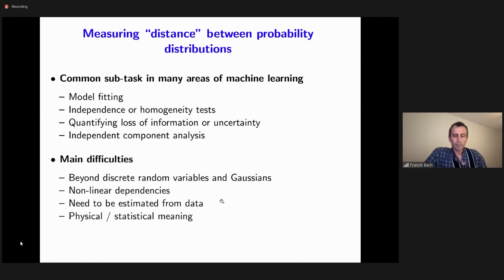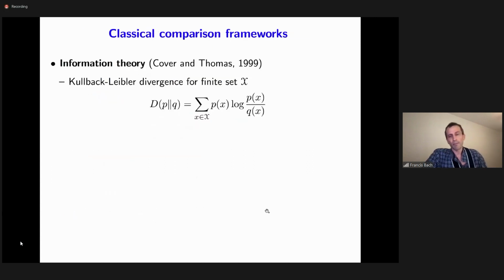The other difficulty is that we want a distance which you can estimate from data. This is the least we can hope for in a machine learning application. And what I would like to add today is some physical or statistical meaning to the distance. It's not only a number; it's a number which I can give to an engineer, and the engineer will understand what it means. And I come to that in a moment. For doing this, there are many ways of doing it, and I will review three classical frameworks.